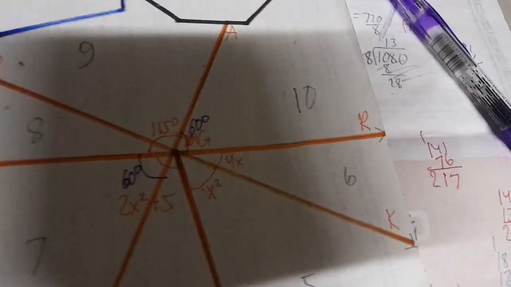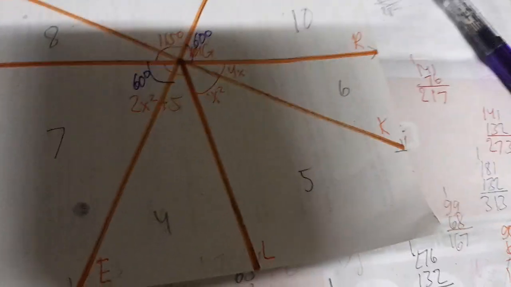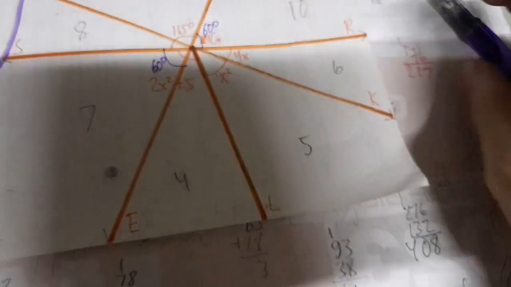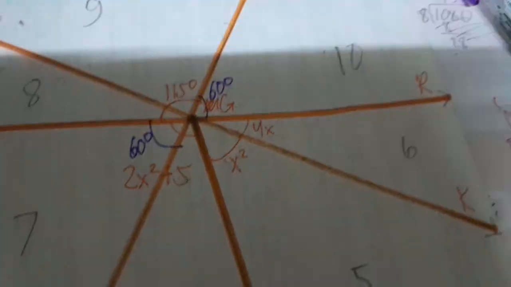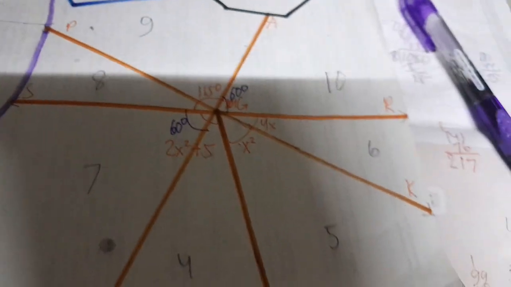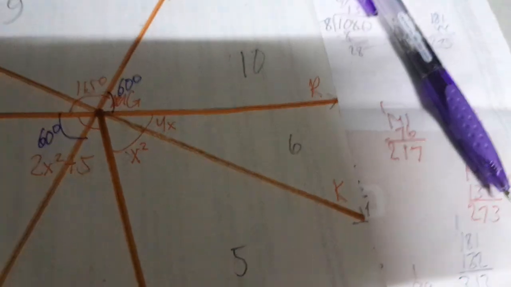Now we have to solve the complex algebra problem down there. Remember, this 4x is also a vertical angle with angle SGP. Angle SGP is another vertical angle, so therefore that's 4x here, although we are not so sure what the measure is. So let's take a look at the measures here. Angle SGL is 2x squared plus 5 degrees. Then angle LGK is x squared degrees, and angle RGK is 4x.